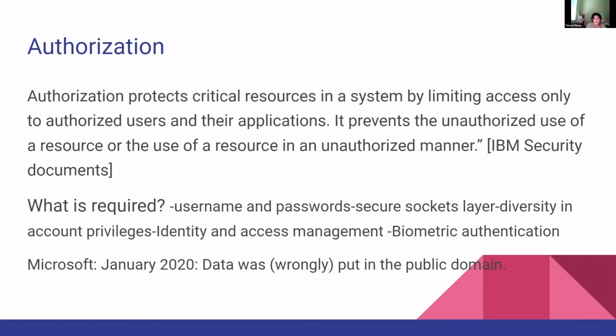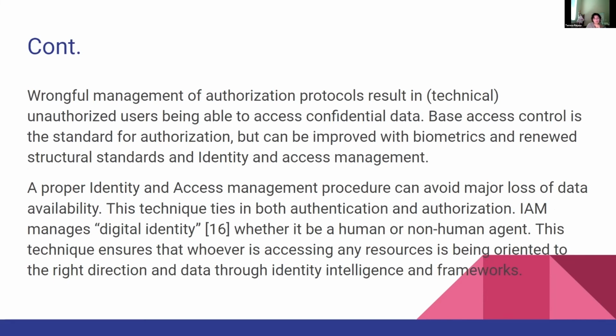So a real-life example is the 2020 Microsoft breach, where the customer support database was accidentally and wrongly put in the public domain. Wrongful management of authorization protocols results in unauthorized users being able to access confidential data. Role-based access control is the standard for authorization, but can be improved with biometrics and renewed structural standards and identity and access management. A proper identity and access management procedure can avoid major loss of data availability.